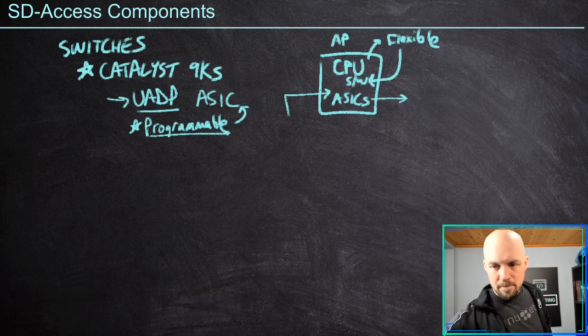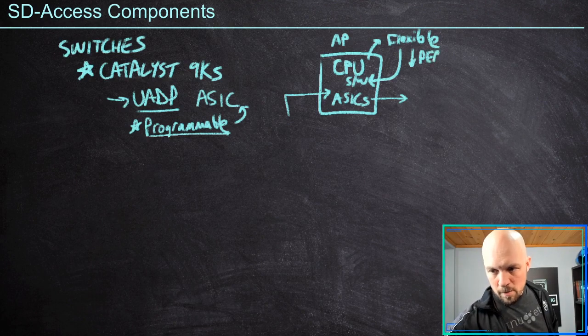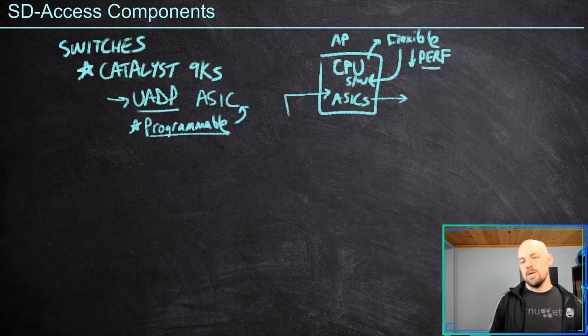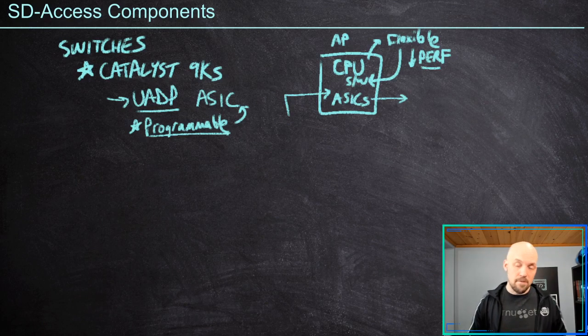But the problem here is there's major performance problems with relying on a CPU. A CPU is a serial type of deal. It takes a packet in, it looks and figures out what it needs to do, and it sends it out. And it's very slow, comparatively speaking, to having this in hardware.